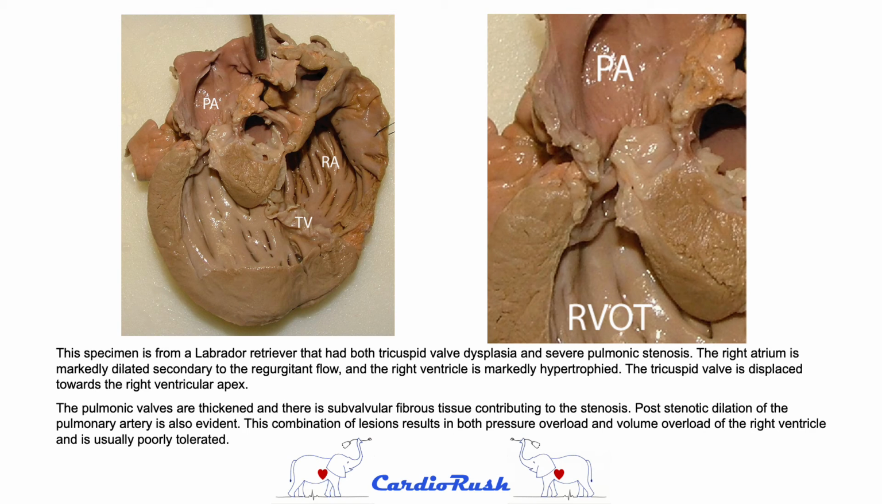This dog thus had problems with both a pressure overload to the right heart and a volume overload, and this combination is often poorly tolerated. This can lead to right-sided congestive heart failure with ascites, or it can lead to syncope, or significant arrhythmias, especially atrial arrhythmias, can develop.